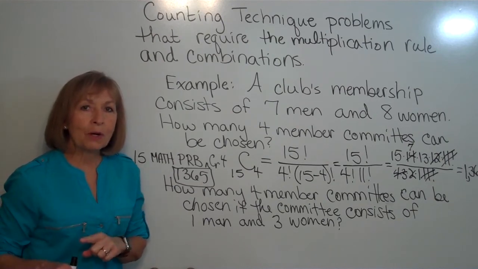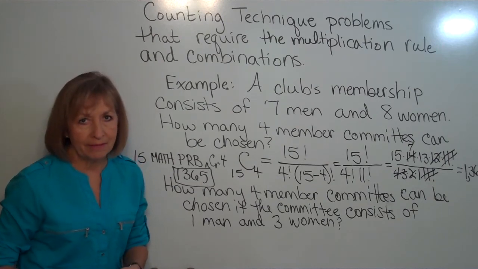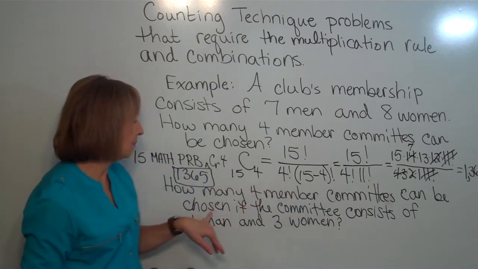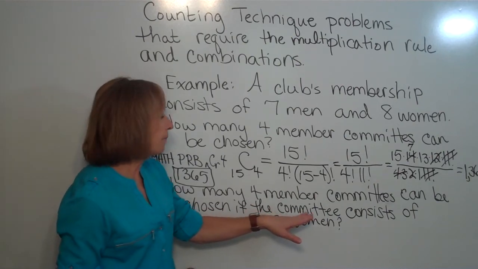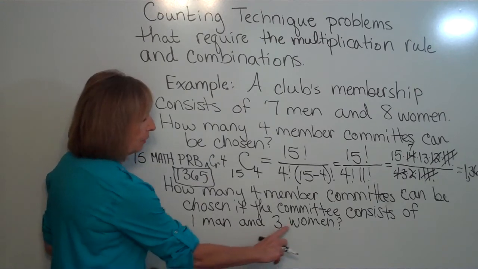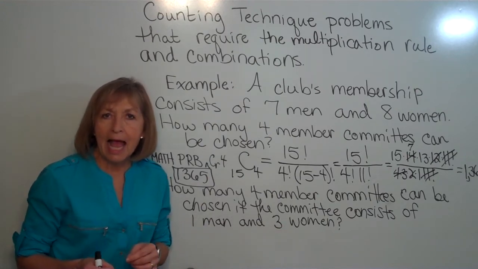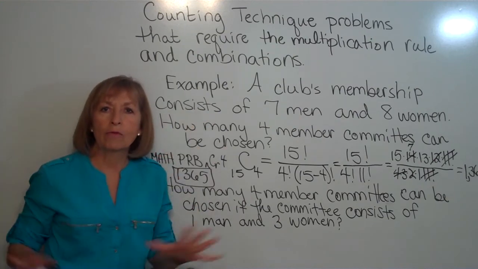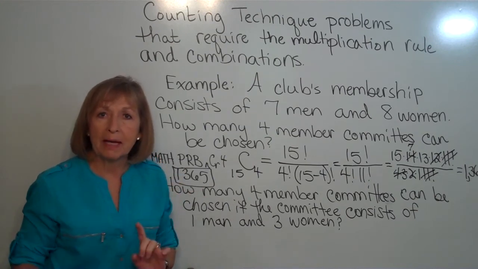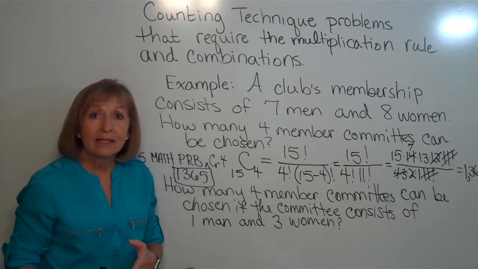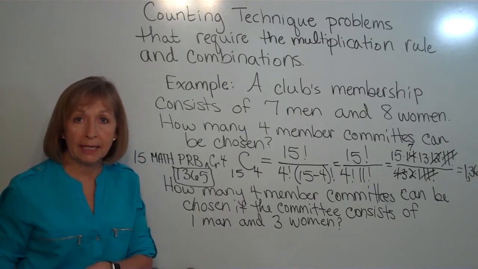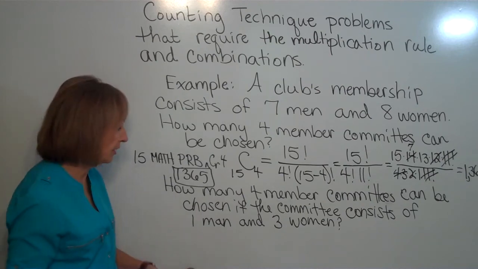Now the second one is where we start using what's really the focus of this video. It says how many 4-member committees can be chosen if the committee consists of 1 man and 3 women. So see how this is different? I have those subsets in my overall set, and I'm picking a few out of the specified subsets. So to find that out, we're going to do this technique where it involves both the multiplication rule of counting as well as combinations.